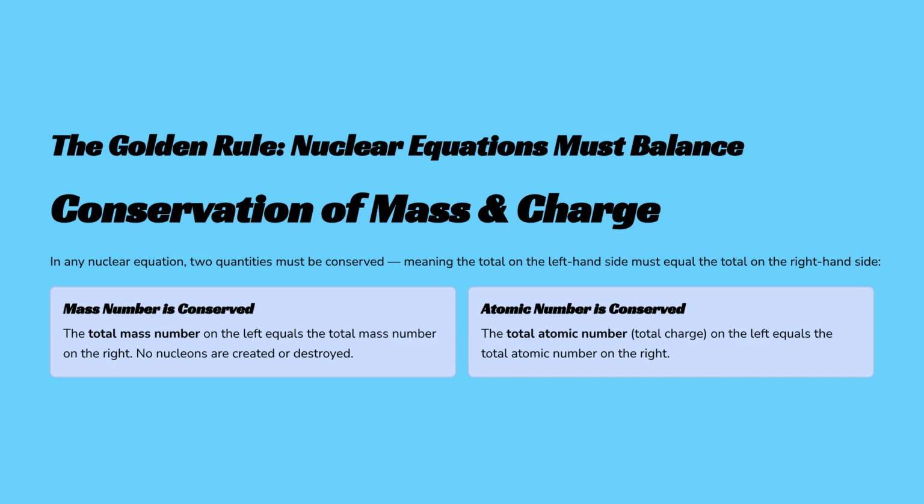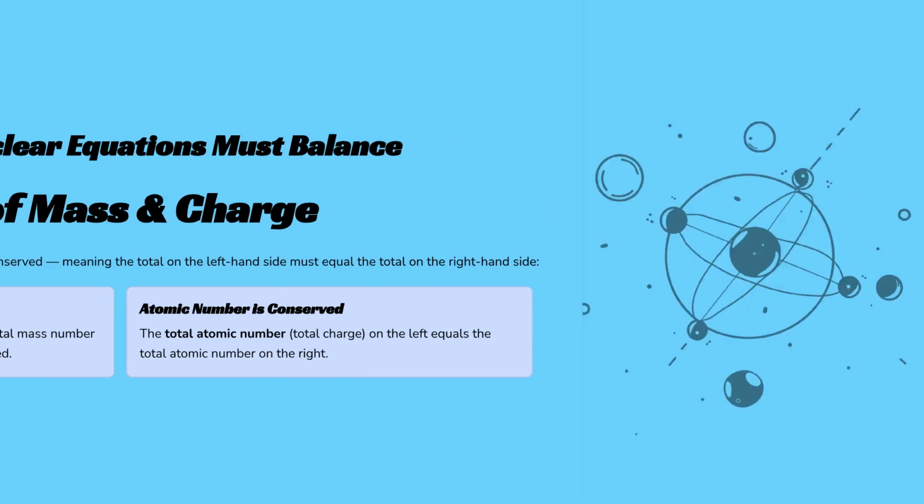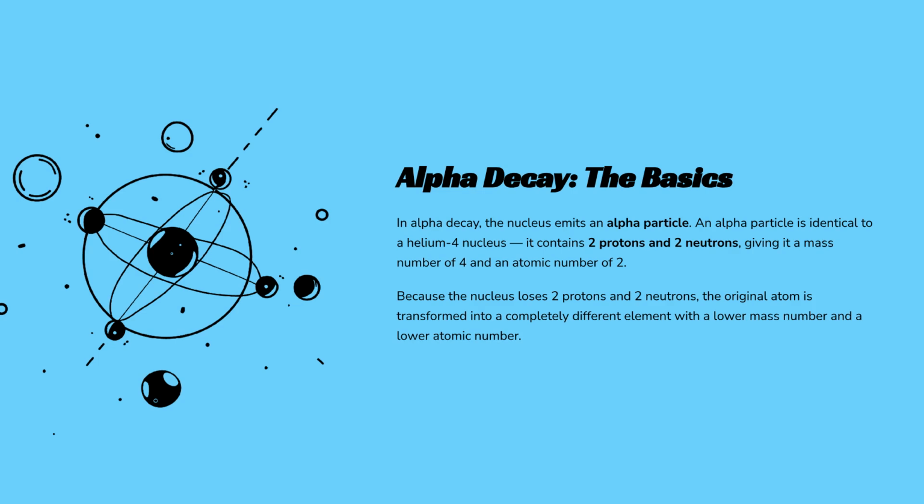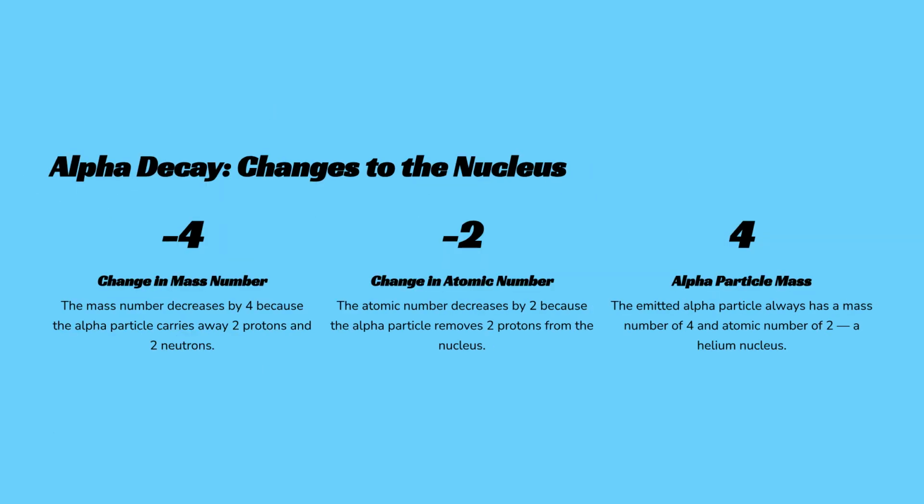The golden rule for nuclear equations is the conservation of mass and charge. Both the total mass number and the total atomic number must be equal on both sides of the equation. Alpha decay occurs when a nucleus emits an alpha particle, which is identical to a helium-4 nucleus containing 2 protons and 2 neutrons. In alpha decay, the mass number decreases by 4, and the atomic number decreases by 2 as the emitted alpha particle takes those away.